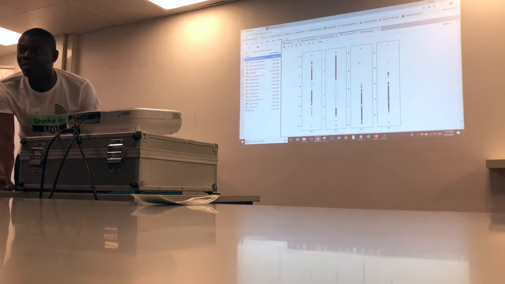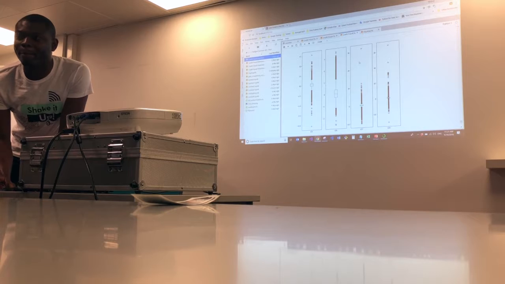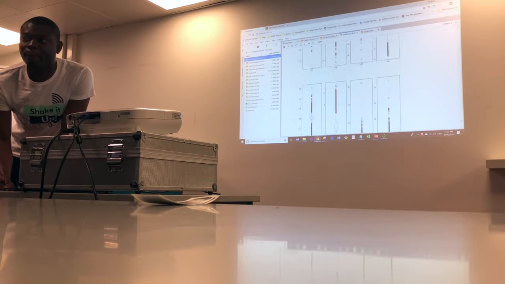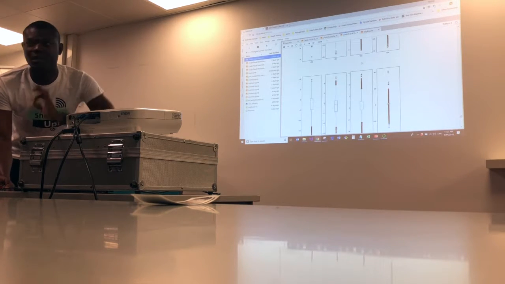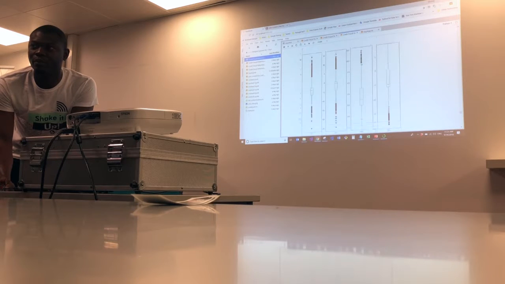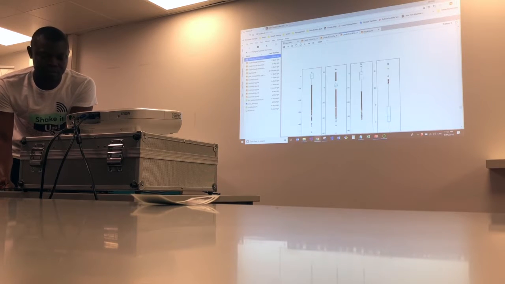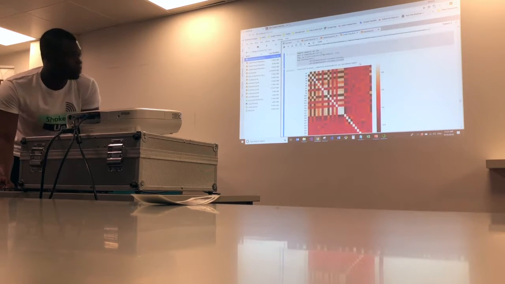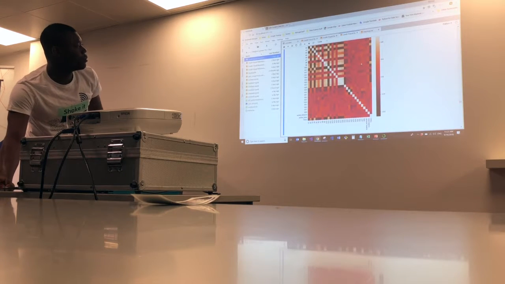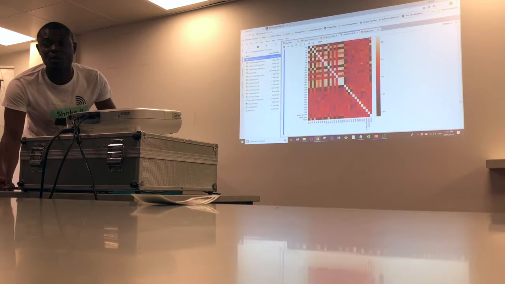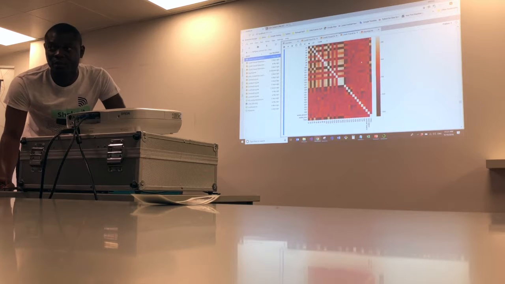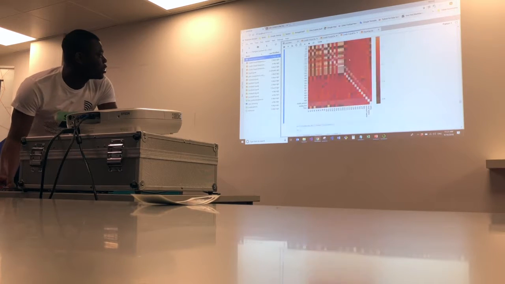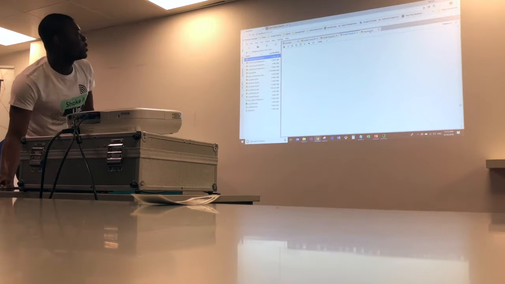Sorry, just a question regarding the correlation matrix. That was the balanced data, right? No, that was the pure data, all the data. Okay, we'll get to the one where we did the balanced one. So yeah, that's the box plot.